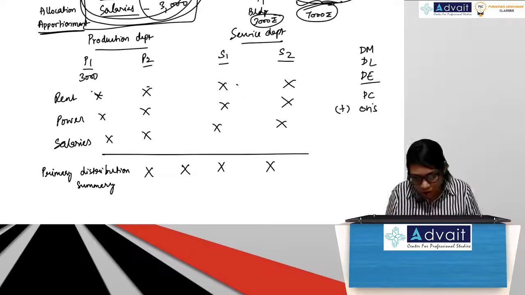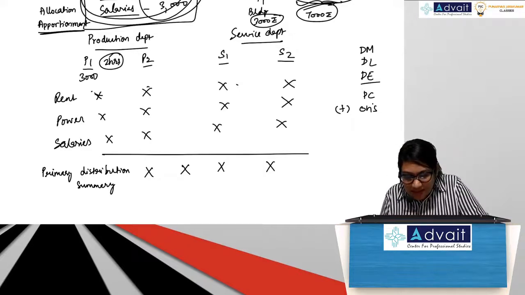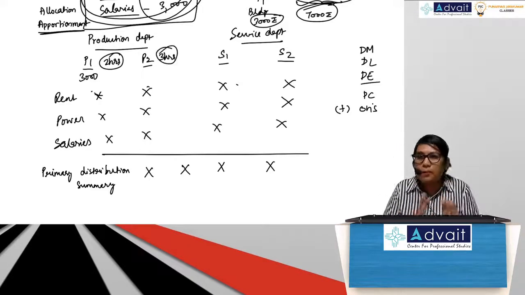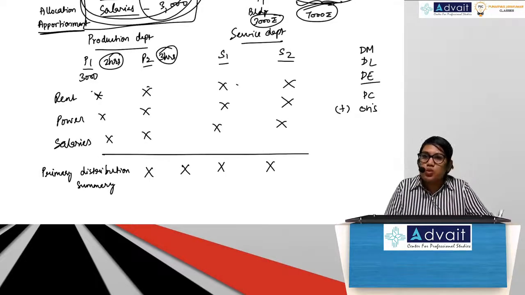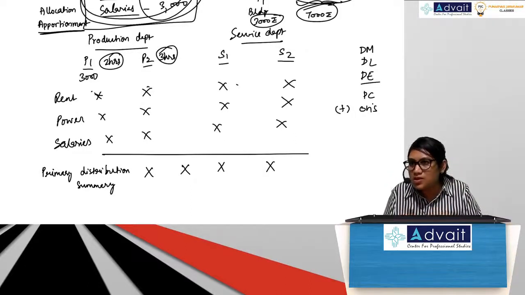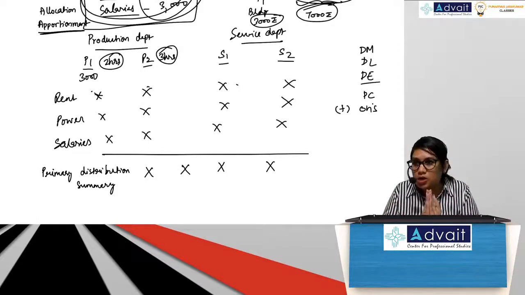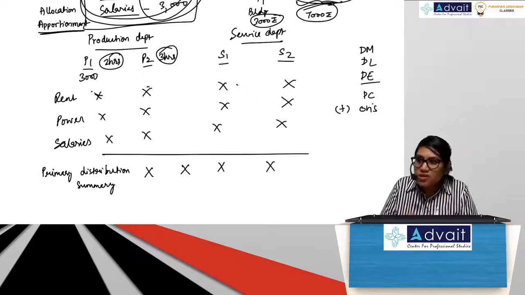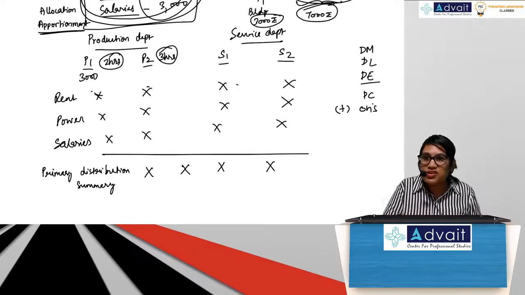One bench takes 2 hours in P1 and the same bench takes 3 hours in P2. Does the bench pass through S1 and S2? No. Production is happening only in production departments. Service departments are only in place to support the production departments. So the benches are not passing through the service departments, correct? So the benches are only passing through P1 and P2. In P1 the bench is taking 2 hours. In P2 the bench is taking 3 hours.